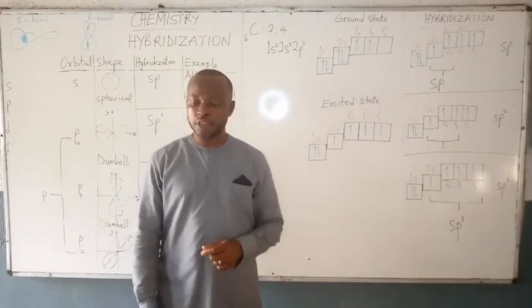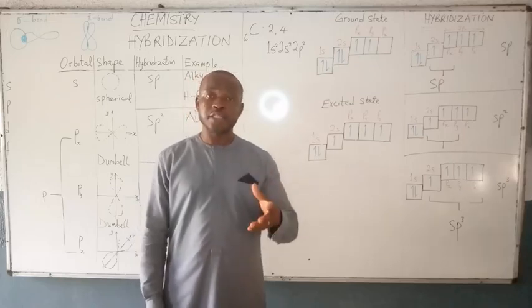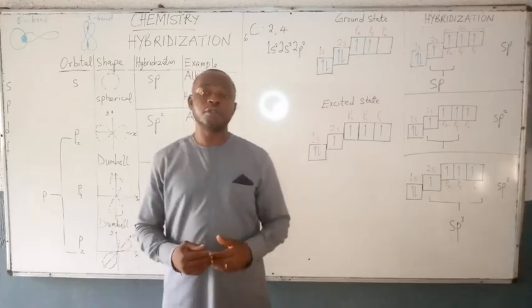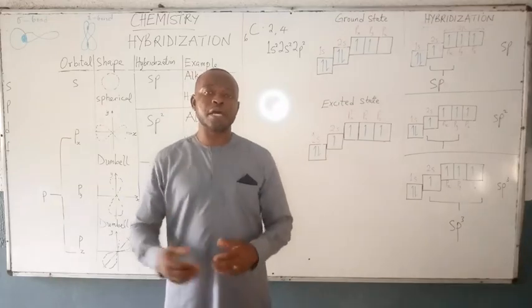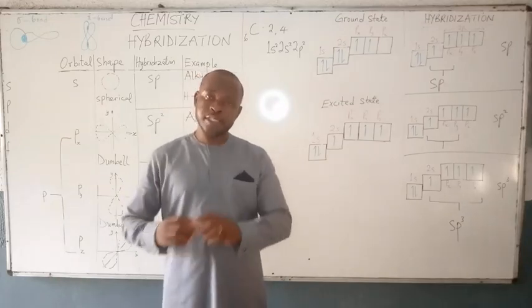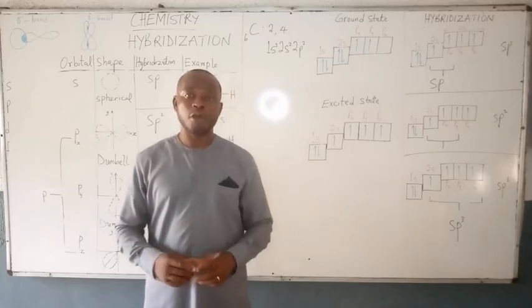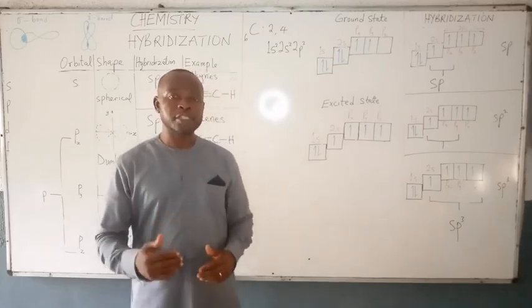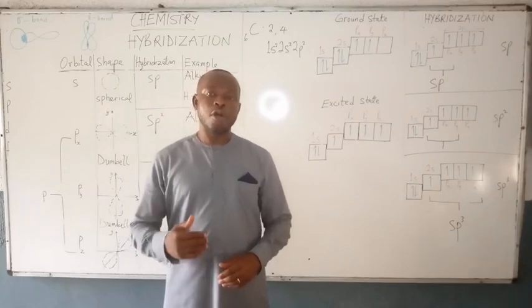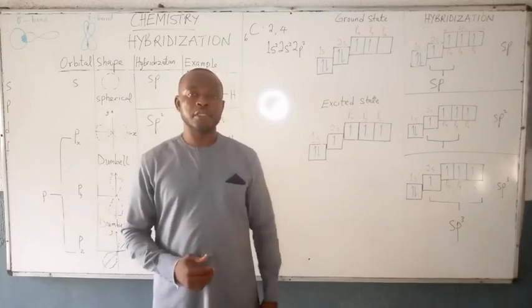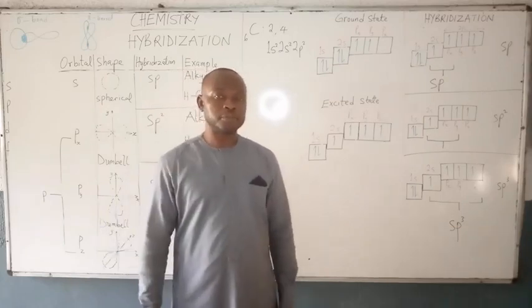What is hybridization? Hybridization is the mixing of two or more atomic orbitals to obtain a single atomic orbital that is called a hybrid orbital. The mixing of two or more orbitals to obtain a hybrid orbital.